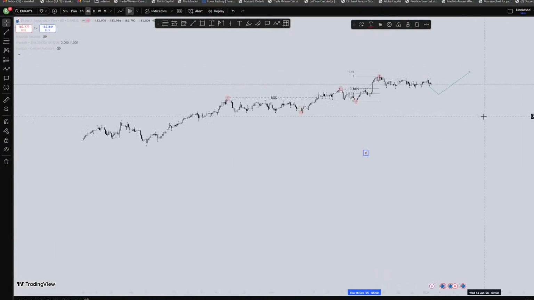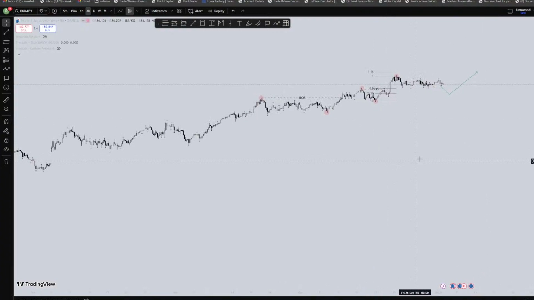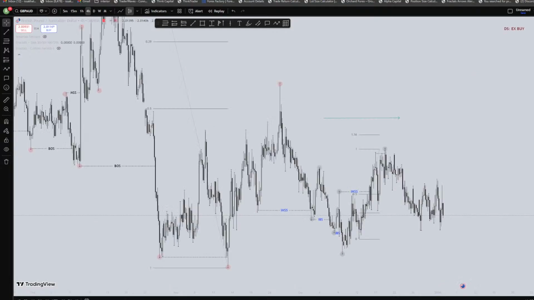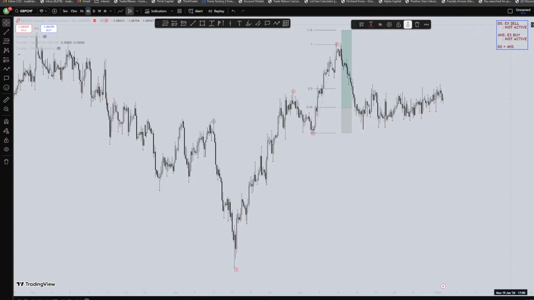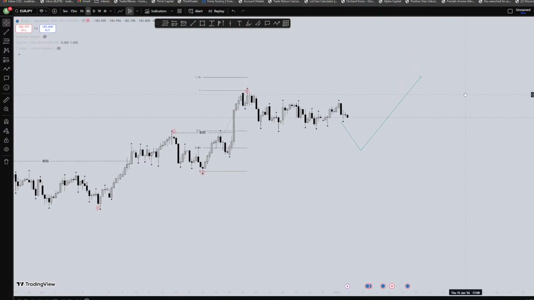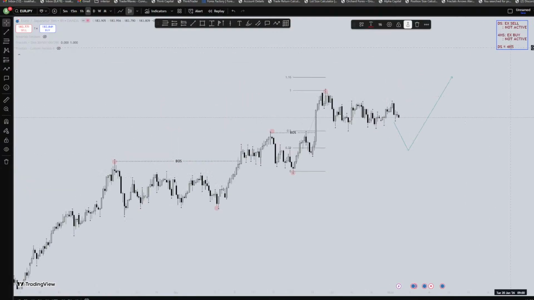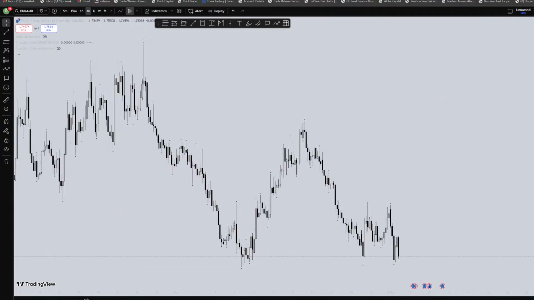So copy this to the EURUSD, just to hide that. So we have the forehead are not active yet. Yeah, so that's something to look out for as well.